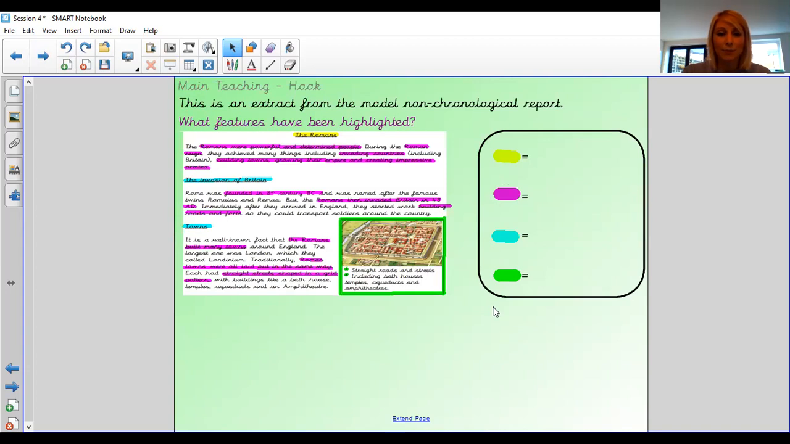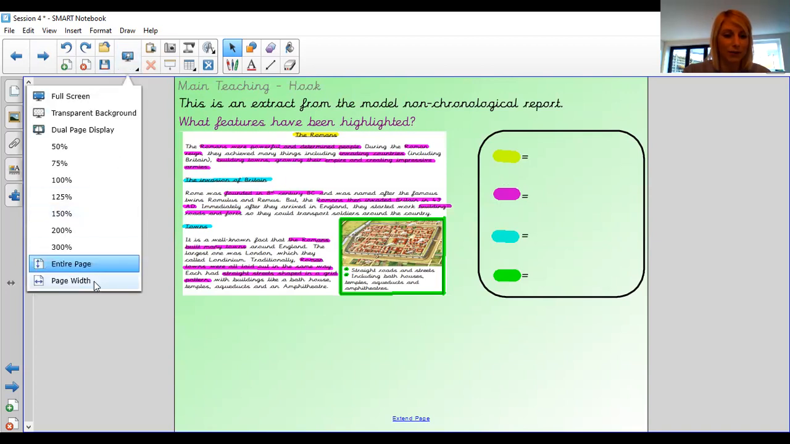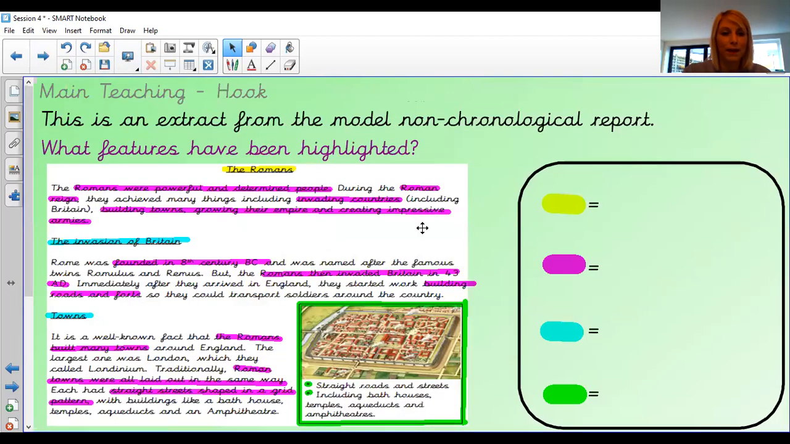So here's an example from the text. This is an extract. I'm actually going to change the screen so it's a bit clearer for you to see because I know it can be tricky to see the writing at home. So there we are, a little bit bigger for you there. So this is an extract from the non-chronological report.